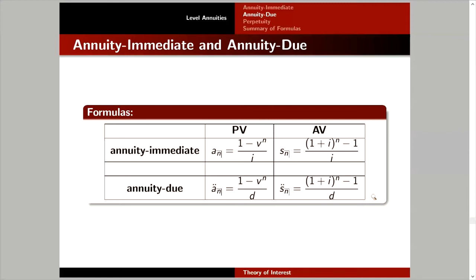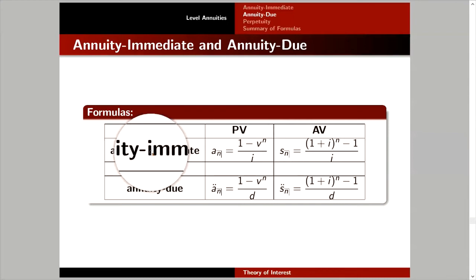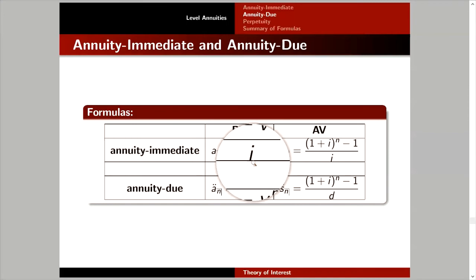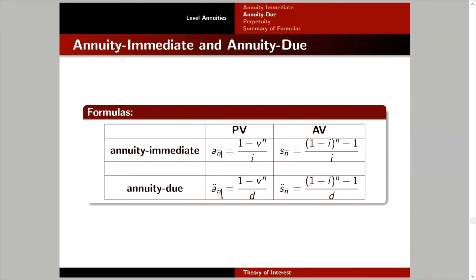Diba? So, madali lang itong i-memorize because kapag annuity immediate, ang nasa denominator is a letter i. Ayan, immediate, letter i. So, i ang nasa ilalim. And then if it's due, letter d naman ang nasa ilalim. See? So, you can easily memorize these formulas.